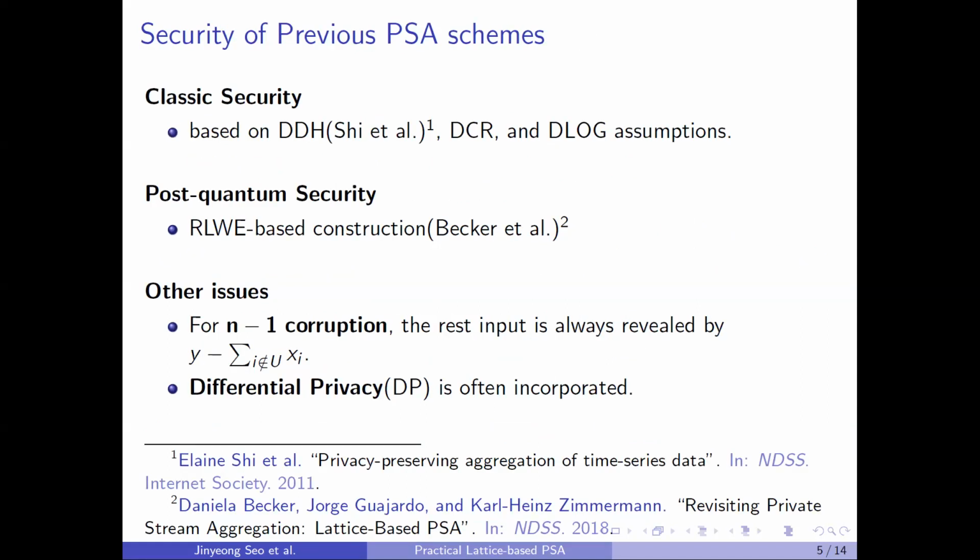From the seminal work by Shi et al., there have been various PSA schemes. For classical security, there have been various PSA schemes based on DDH, DCR, or discrete log assumptions. For post-quantum security, RLWE-based constructions are popularly deployed. However, there is a common issue with PSA schemes: if there is a one-user corruption, the rest of the input is already revealed by the output. Also, there can be a privacy leakage from the output, so differential privacy techniques are often incorporated to overcome this problem.